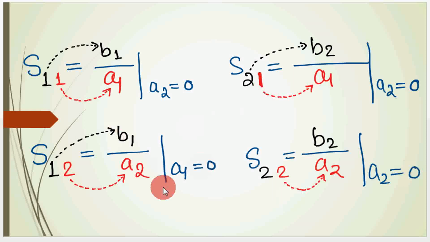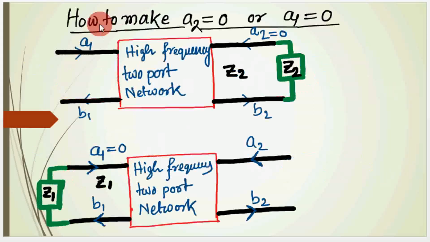Similarly for the other two cases, and A2 equals 0, A1 equals 0 are the conditions. Now we will see how to make A2 0 and A1 0. Now we have this high frequency two-port network. Here these lines are the transmission lines. The characteristic impedance on this side is Z1, and on this side it is Z2.